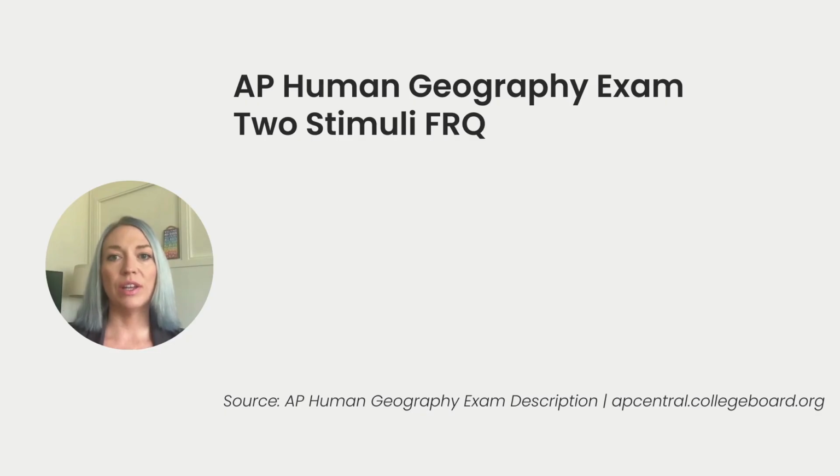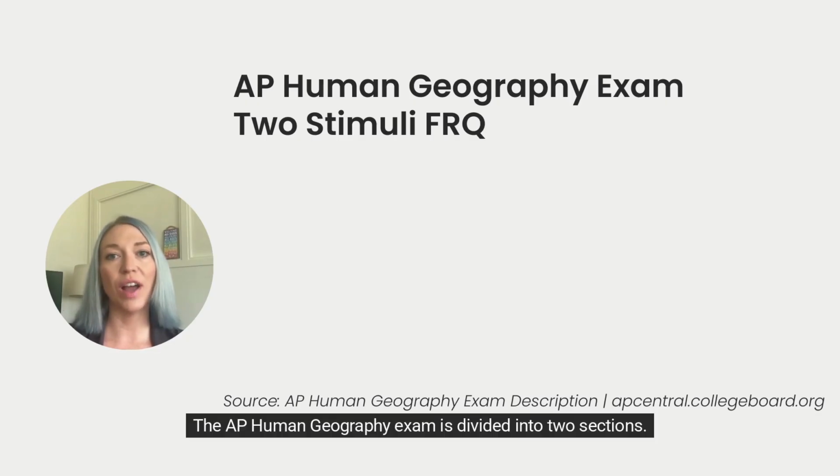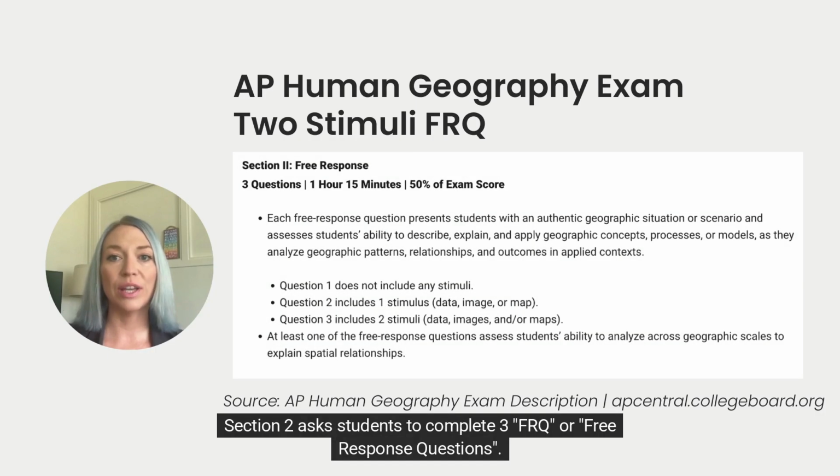Hello, everyone. The AP Human Geography exam is divided into two sections. Section 1 is 60 multiple choice questions. Section 2 asks students to complete 3 FRQ or free response questions.